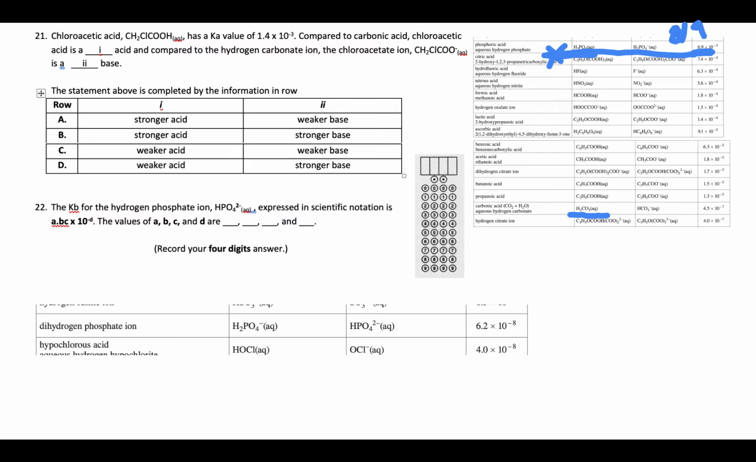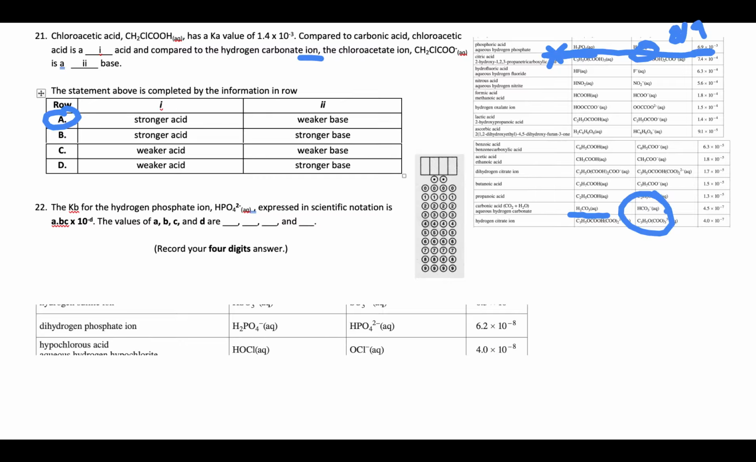And then comparing it to the carbonate ion, which would be this one down here, in terms of a base, which one do we have here? 21 is A. So it would be a weaker base, because the base part of the conjugate is higher up than the carbonate ion. So it's a stronger acid with a weaker base.